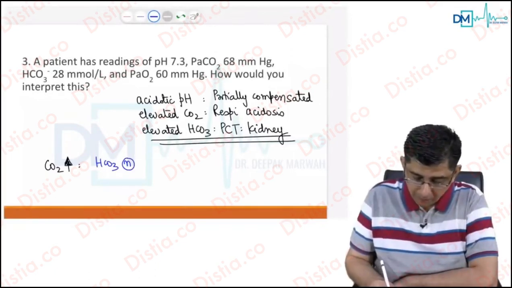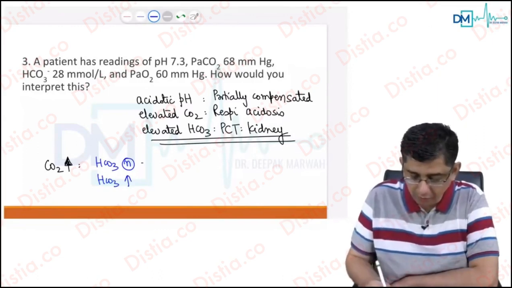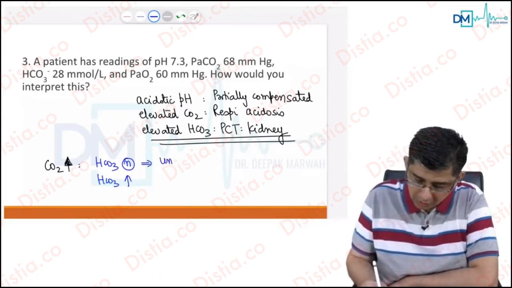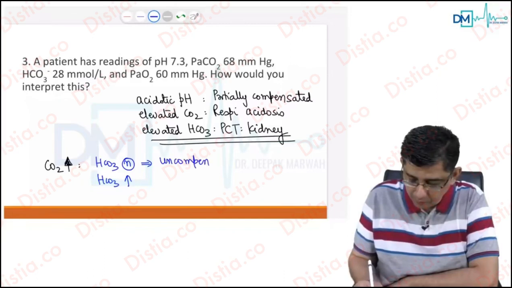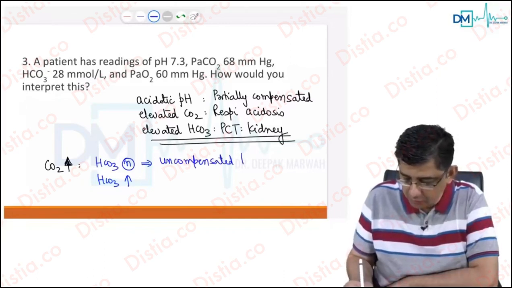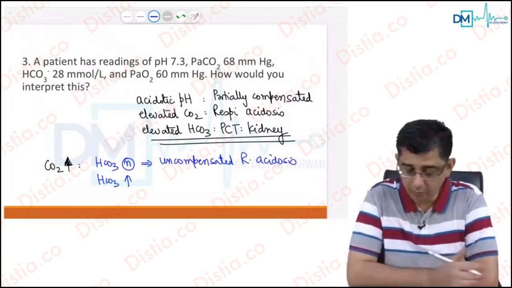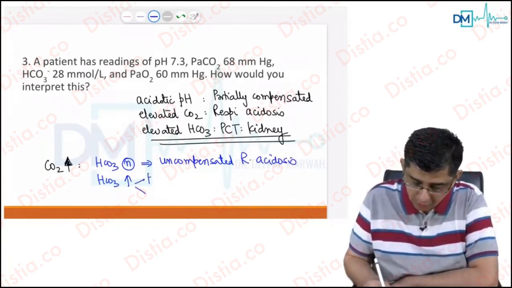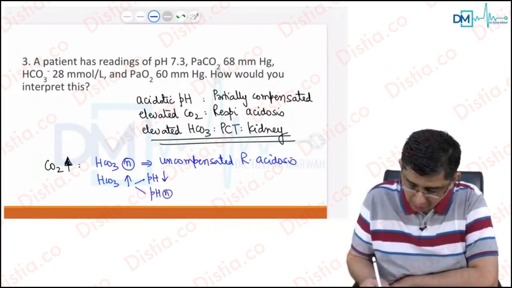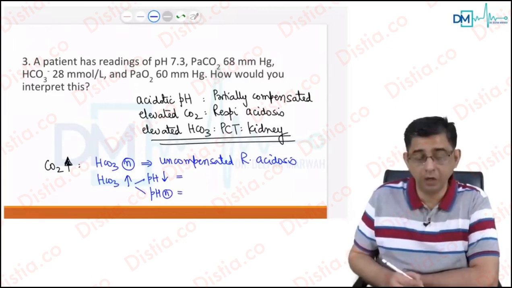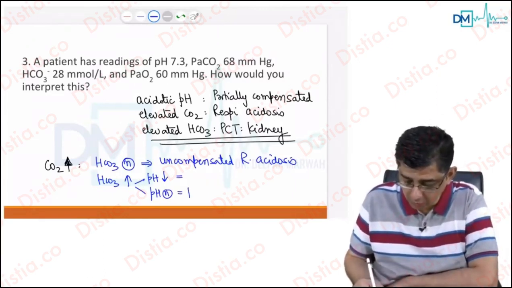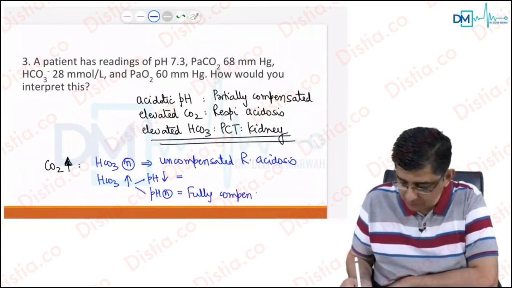Bicarbonate value is normal. Bicarbonate value is elevated. If bicarbonate value is normal in the patient, you will say this is uncompensated, and carbon dioxide is elevated, so respiratory acidosis. If bicarbonate is elevated, then check out the pH. Has the pH normalized or is it still low? If the pH is normalized in the patient, you will say the patient has fully compensated respiratory acidosis.